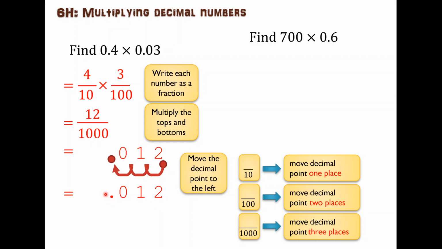Now, mathematicians, they don't like to just leave a dot here. If it starts with a dot, they like to put something before it. And that is a 0. So it's 0.012. Let's try another one.